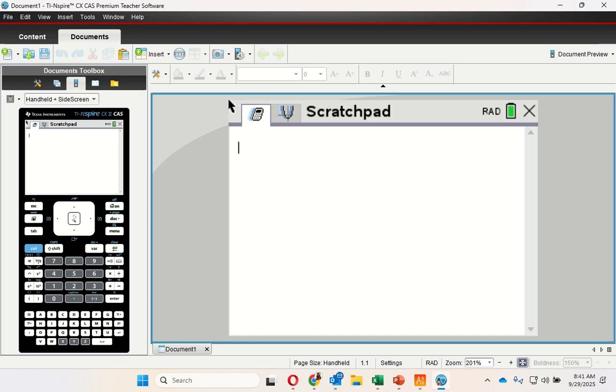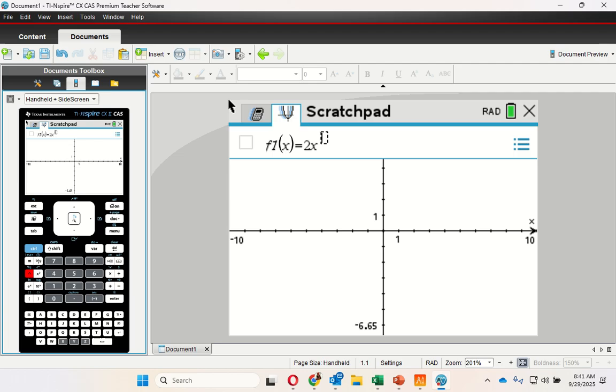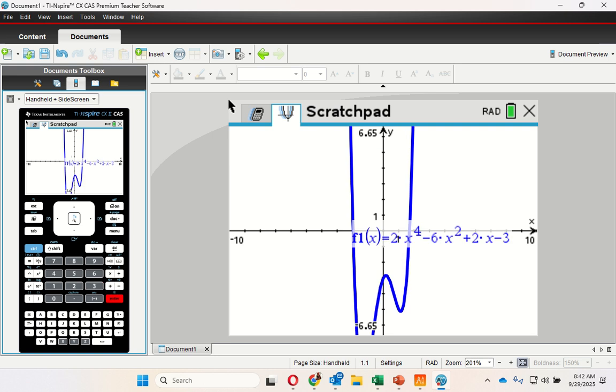All right, so we're going to start with the equation. What was my equation? The first one. F of x equals 2x raised to the fourth, minus 6x squared, plus 2x, minus 3. Okay, so there's my function.